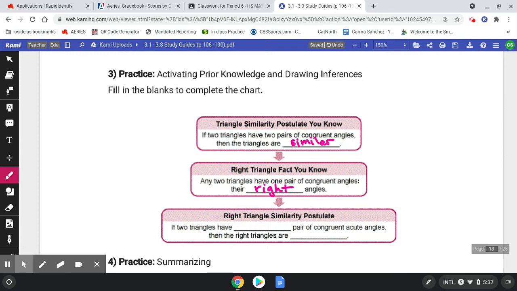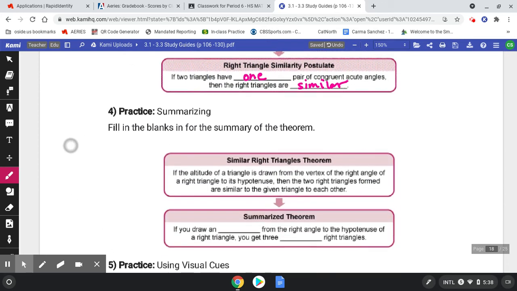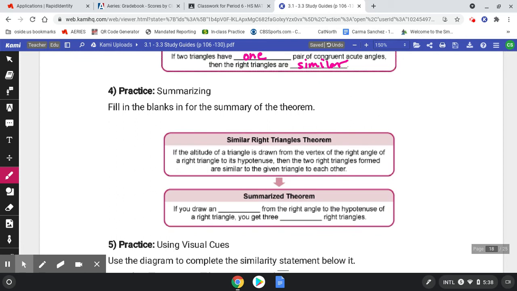Okay, so if we have 2 right triangles, we know they have at least 1 angle in common. They're right angles. And so right triangle similarity postulate is if 2 triangles have 1 pair of congruent acute angles, then the right triangles are similar. Because they already have the right angle, if they have another pair of acute angles, then we know we have at least those 2 in common. So fill in the blank below for this one.